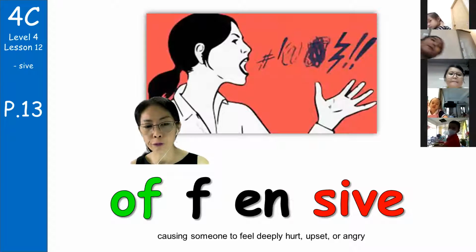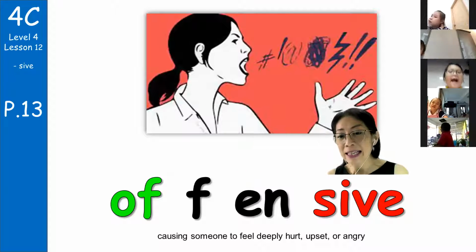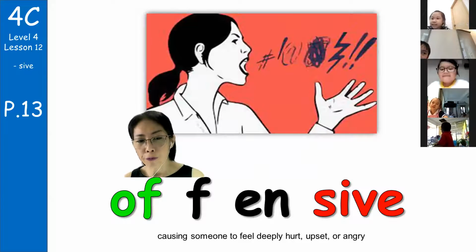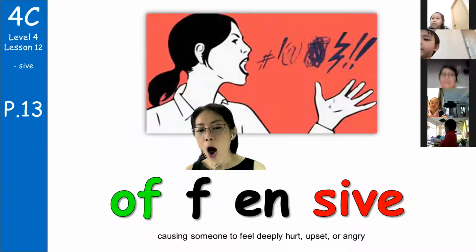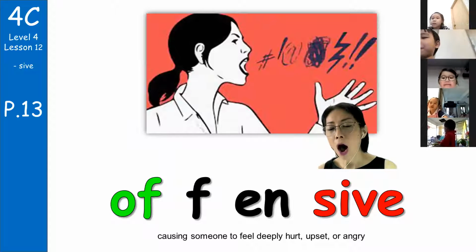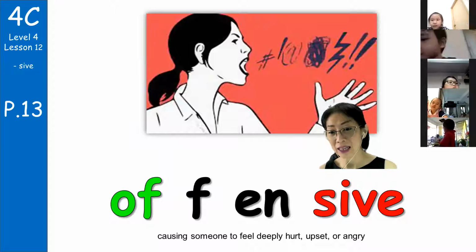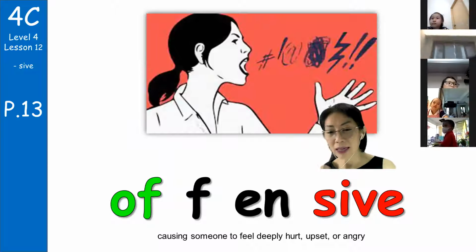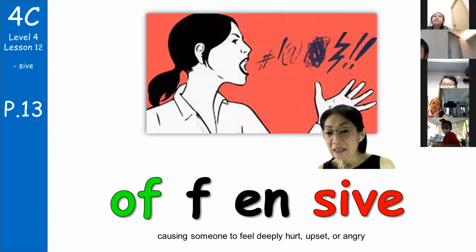Off, fur and fan. Sieve, off, fan, sieve. Offensive, offensive. Offensive means like somebody that talk, that speak, always make people not happy, make people angry, okay? Like speak very rough, okay?